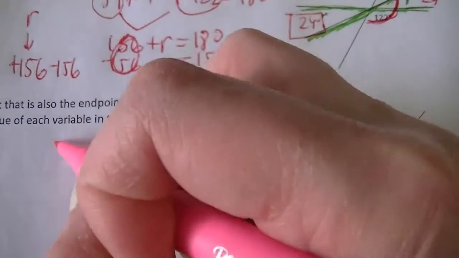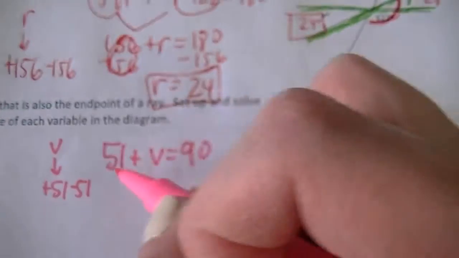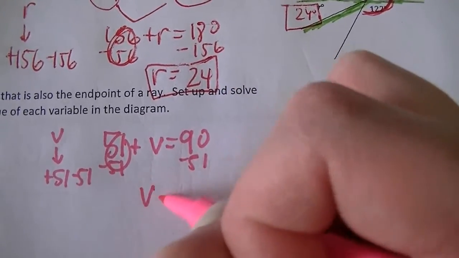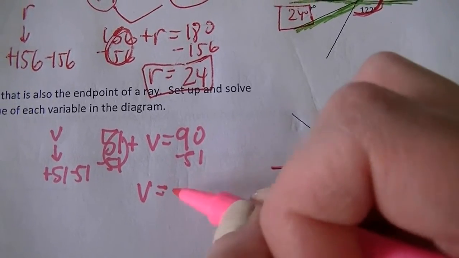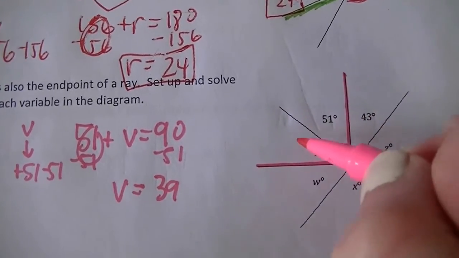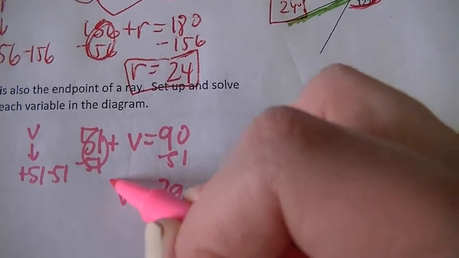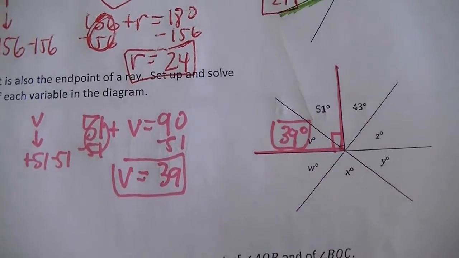So we started with V, and then we just added 51 to it. Inverse operation of that is to subtract 51, so we're going to do that to both sides of that equal sign. So we have V is equal to, 39, I think? Yep. So let's go ahead and put that in right now. We got that info. It's 39 degrees right there.